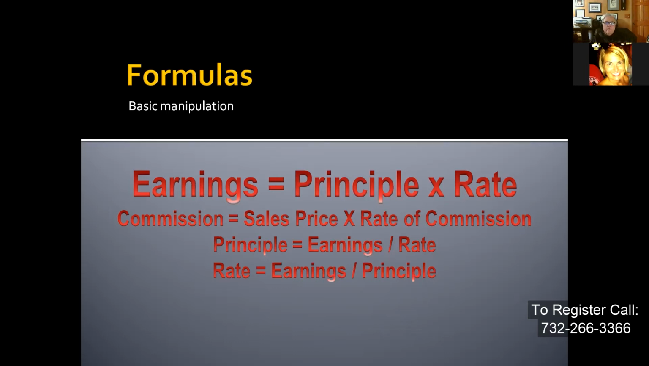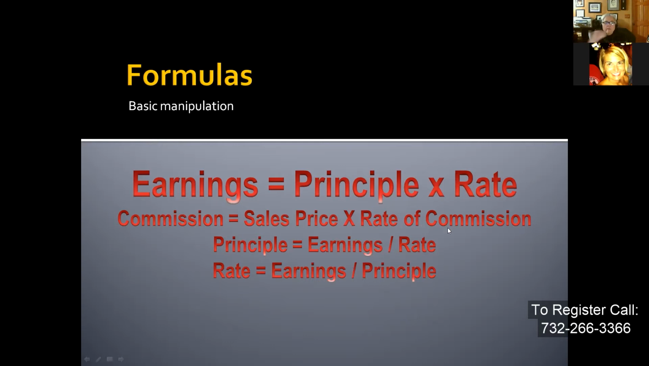And this same formula, whether it's about putting money into a savings account, or about how much return you'd get on an investment, or even what your commission is going to be. So if we say earnings is equal to principal times rate, it's really the same formula as your commission is equal to the sales price of the house times the rate of commission. And we'd have to learn how to manipulate this equation.